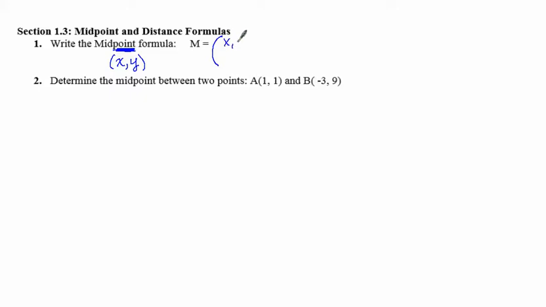You're going to take the two x's of the endpoints, find their average, which means add them together, divide by 2. Then you're going to take the y's of your points, add them together, divide by 2. Remember, midpoint is average. It's the averages of the x's and the y's.